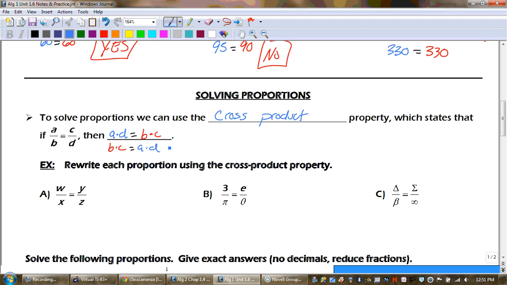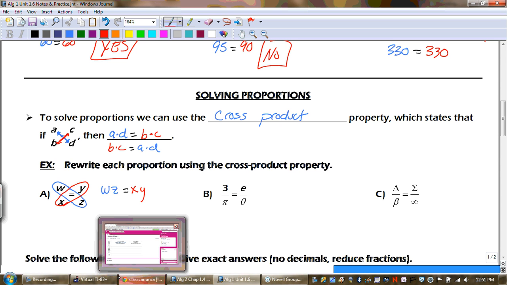So, the way that Ms. Carranza and I talked about it is we're always going to try to put those guys first and those ones second, okay? So, let's look at A. It tells us to rewrite each proportion using the cross product property, okay? So, we would multiply those two, and we would get W times Z, and that would equal the cross product of X times Y, okay?